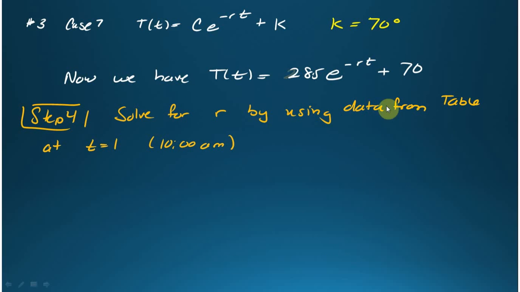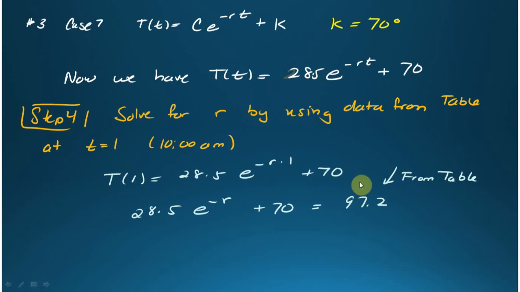So here's where I'm at right now. I have the value of C. See this C here? It's 28.5. That parameter's resolved. Now I have only one parameter left. That's R. So I'm going to solve for R by using data from the table at T equals 1. T equals 1 would be 10 a.m. because time of death was 9 a.m. So 1 hour later would be represented by 10 a.m. So I go to the data table at 10 a.m., I plug in 1 into this formula, and I get this 97.2 from the table.